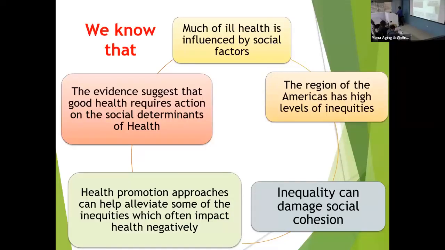So what is it that we know at this time? We know that much of health is influenced by social factors. We also know that the region of the Americas has high levels of inequities. We also know that inequality can damage people's social cohesion. And one of the things that we have to be guarding against now is the aftermath of Melissa and what is happening on the ground. If we're not careful, we are going to have inequality in the social cohesion and the distribution and all of those things. And there's rumbling already taking place.